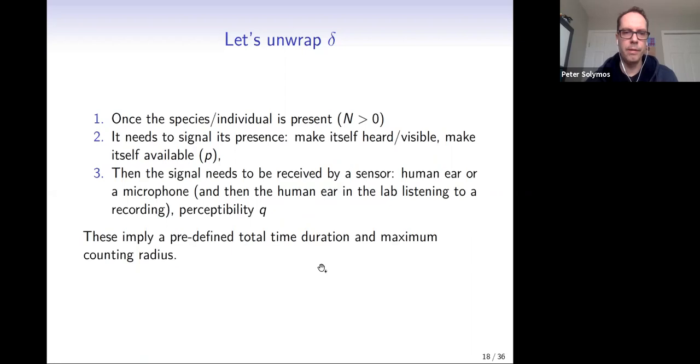And so when we look at these quantities, they also imply a predefined total time duration and the maximum counting duration. Because when you look at P, if we listen longer, then we might detect more.